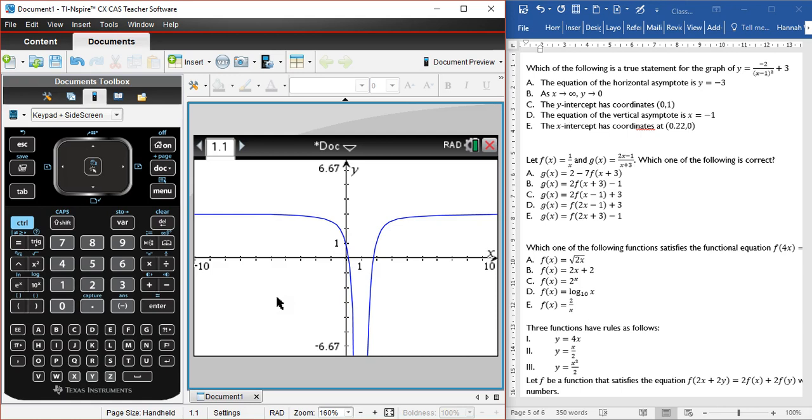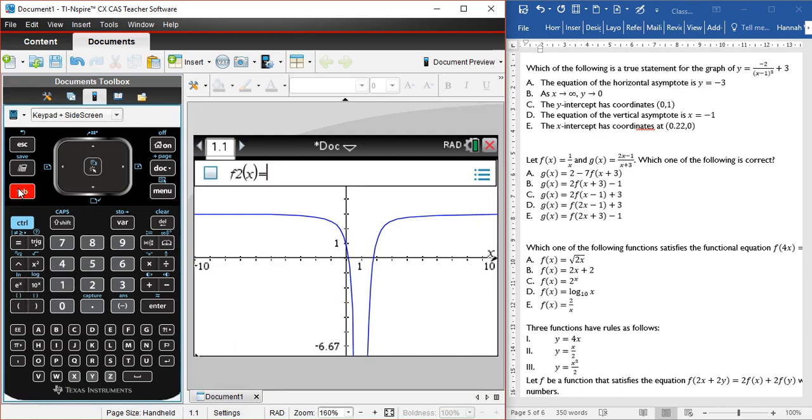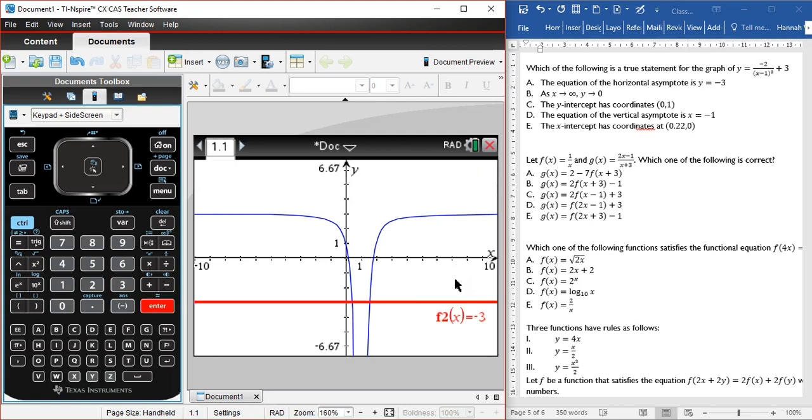Now, in order to sketch this, there are a few ways to do it. The quickest way is just to go to here and tap, and a new input function will come up, and you can simply put in -3. You don't need to write y equals -3 again, because f2(x) already implies y. Okay, so if I enter, this is y equals -3.